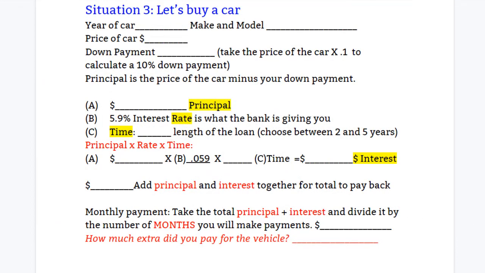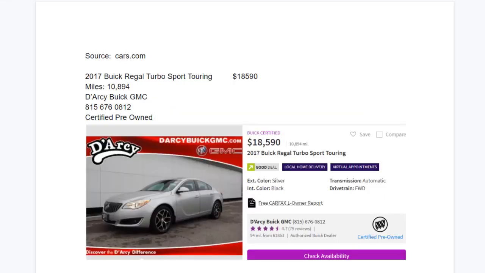So earlier this week, you were assigned to pick out your own car. So in situation 3, let's look at what it might cost to buy that car. Here's the one I picked out. It's a 2017 Buick Regal Turbo Sport Touring with only 10,800 miles, and it is certified pre-owned. So let's say I talked the dealership into selling me that car for only $18,000, including all taxes, all fees, all registration, 18,000.